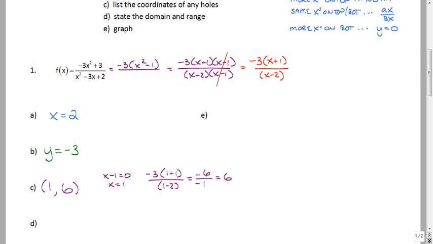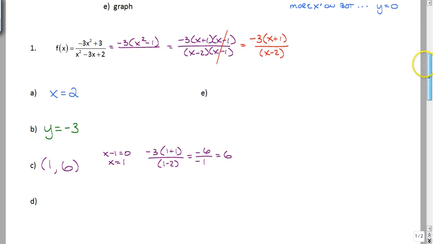And finally, we're going to state the domain and range. The domain and range is stated like we stated it the other day, except for now we have to state the range as well. So your domain is x, and x can be anything except for any x coordinates of holes. So x cannot equal 1. And x cannot equal your vertical asymptotes. So your domain is anything except for the x in part C and the x in part A.